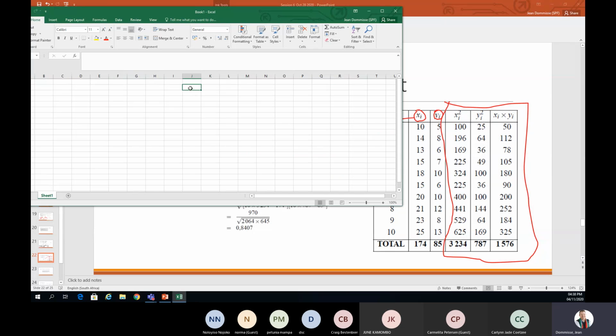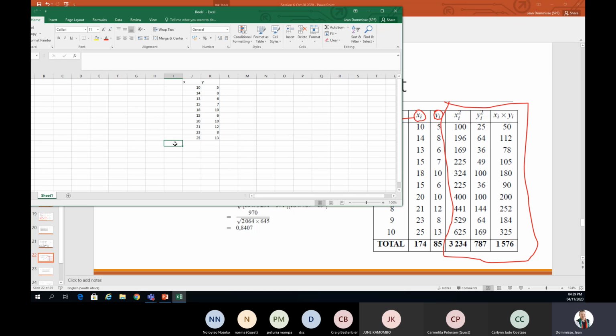Okay, so I'm just going to put in the numbers in Excel, so X and Y. So that is 10 and 5, 14 and 8, 13 and 6, 15 and 7, 18 and 10. I just want to show Excel because sometimes, as myself, I like Excel much more than I like the calculators. So for certain things, Excel is actually very cool.